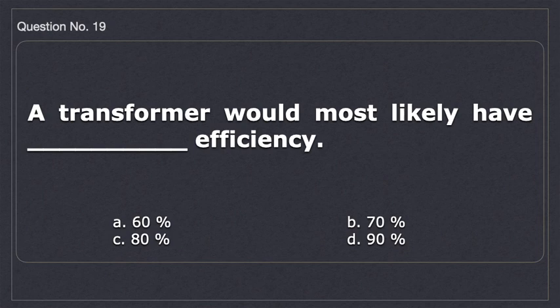Question number 19. A transformer would most likely have blank efficiency. A. 60%, B. 70%, C. 80%, D. 90%. Answer: D. 90%.